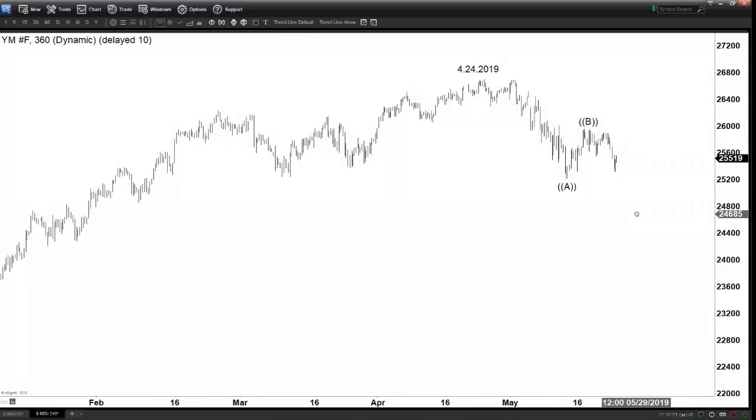Now, when it breaks below the A, that will confirm that the C leg has started. Until then, technically, you can say it can do a double.